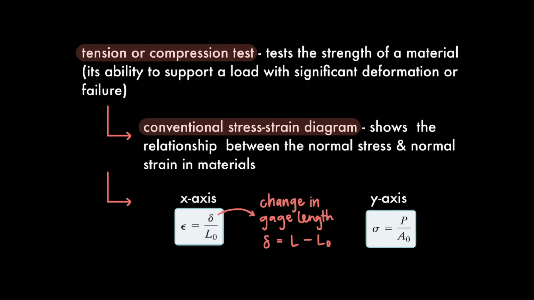So we can examine a material's behavior by conducting what's called a tension or compression test. This test helps us determine the strength of a material, which is its ability to take on a load without significant deformations or failure. After experimentally testing the material, we can then graph all the normal stress values and their corresponding strain values. This graph is called a conventional stress-strain diagram, and it basically shows how stress varies with strain. We always put the strain values on the x-axis and the stress values on the y-axis.